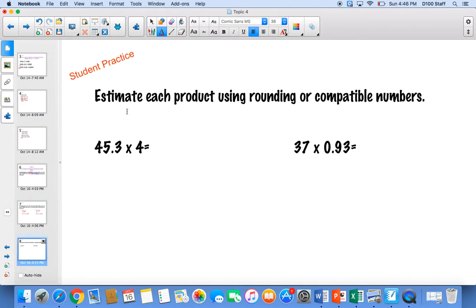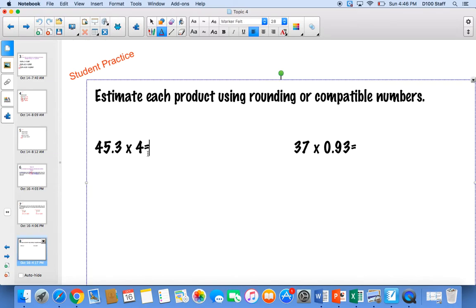Okay, I want you guys to practice this one. So you're going to estimate the product using rounding or compatible numbers. So it's your choice which one you want to use. So go ahead and solve this first one first. So 45 and 3/10 times 4. And click submit when you're ready.